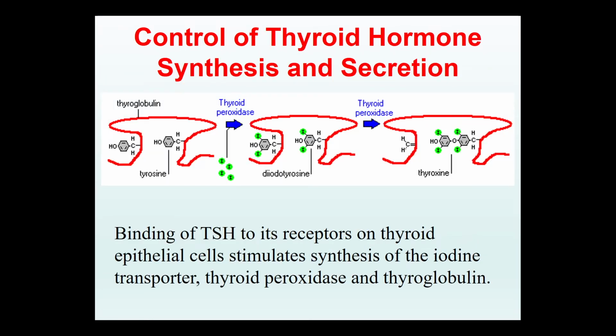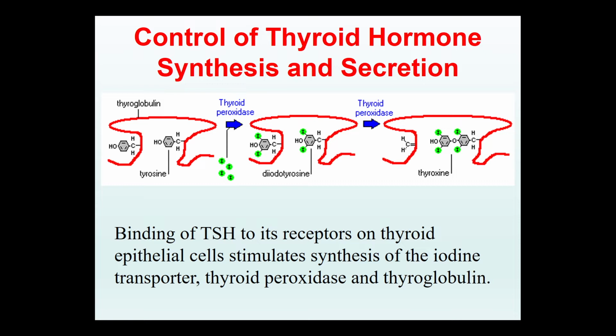TSH activates all stages of the synthesis of T3 and T4 in the thyroid gland. It stimulates capture of iodine by follicular cells in the thyroid gland. It stimulates iodination of thyroglobulin in the lumen of the follicle. This thyroglobulin is a protein precursor of thyroid hormones.